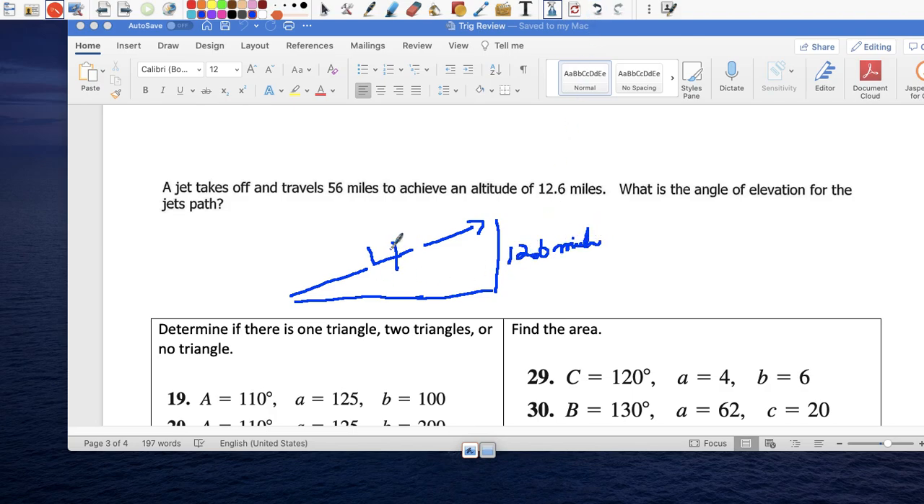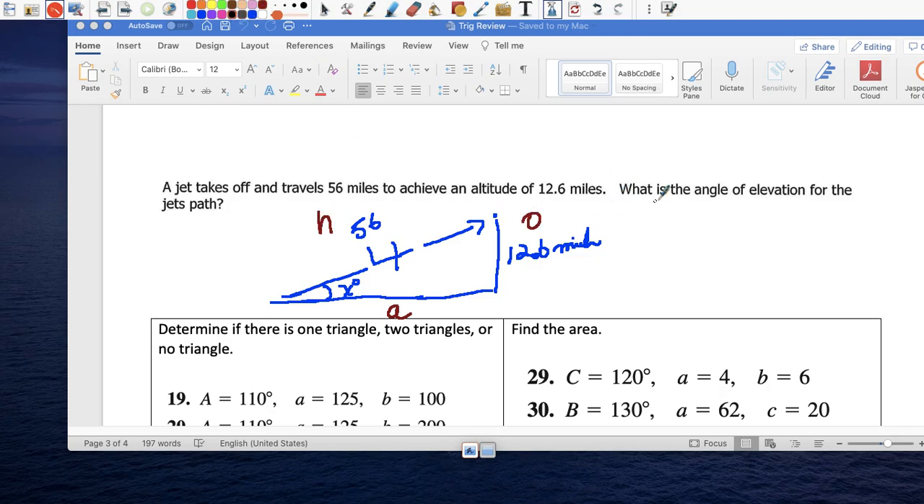right? What's the angle of elevation? So took off from the ground. Here's my horizontal line, so this is what we're looking for. He went 56 miles up, and by the time he traveled 56 miles, he was at an altitude of 12.6. So label the triangle. This is the adjacent, this is the opposite, and this would be the hypotenuse.